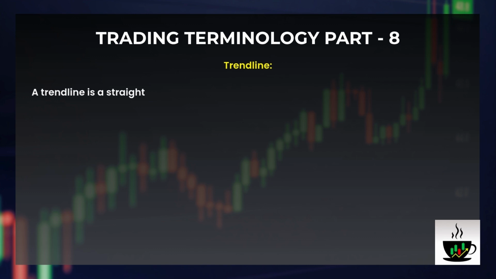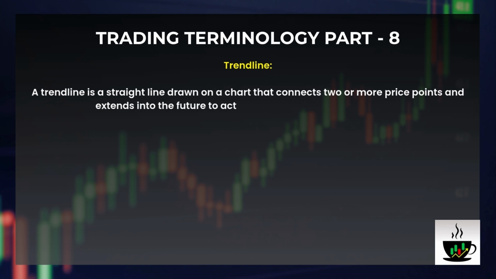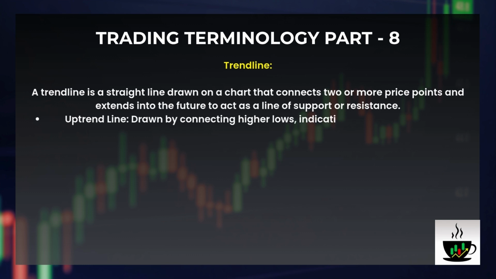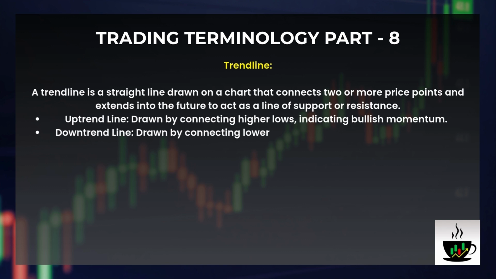Trendline. A trend line is a straight line drawn on a chart that connects two or more price points and extends into the future to act as a line of support or resistance. Uptrend line, drawn by connecting higher lows, indicating bullish momentum. Downtrend line, drawn by connecting lower highs, indicating bearish momentum.